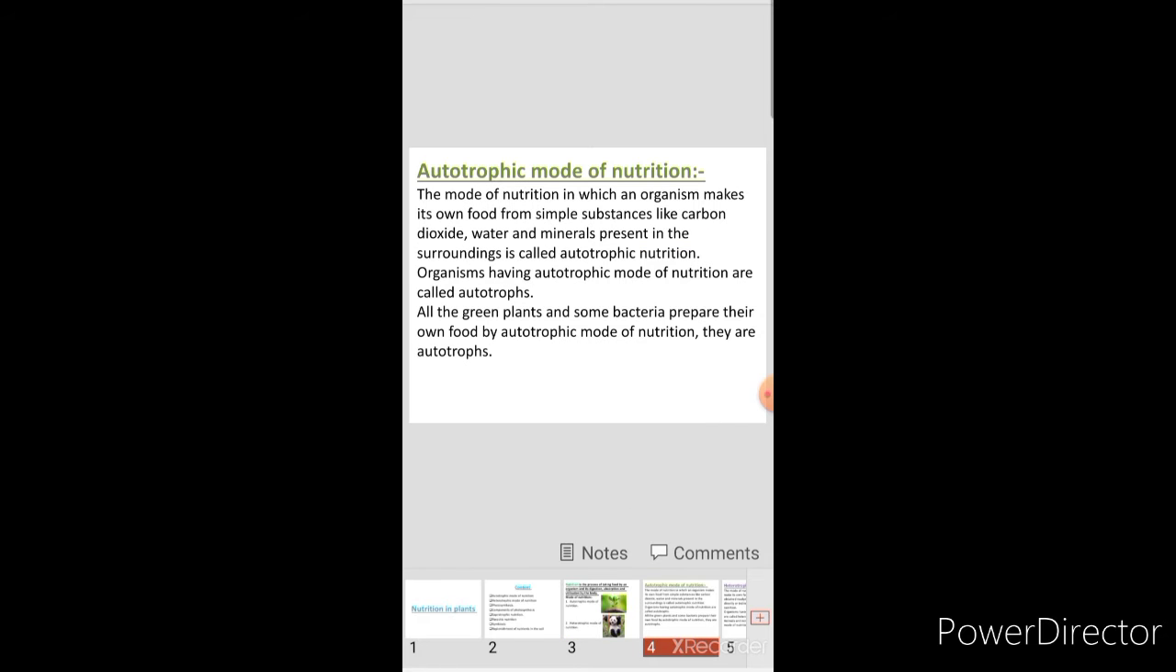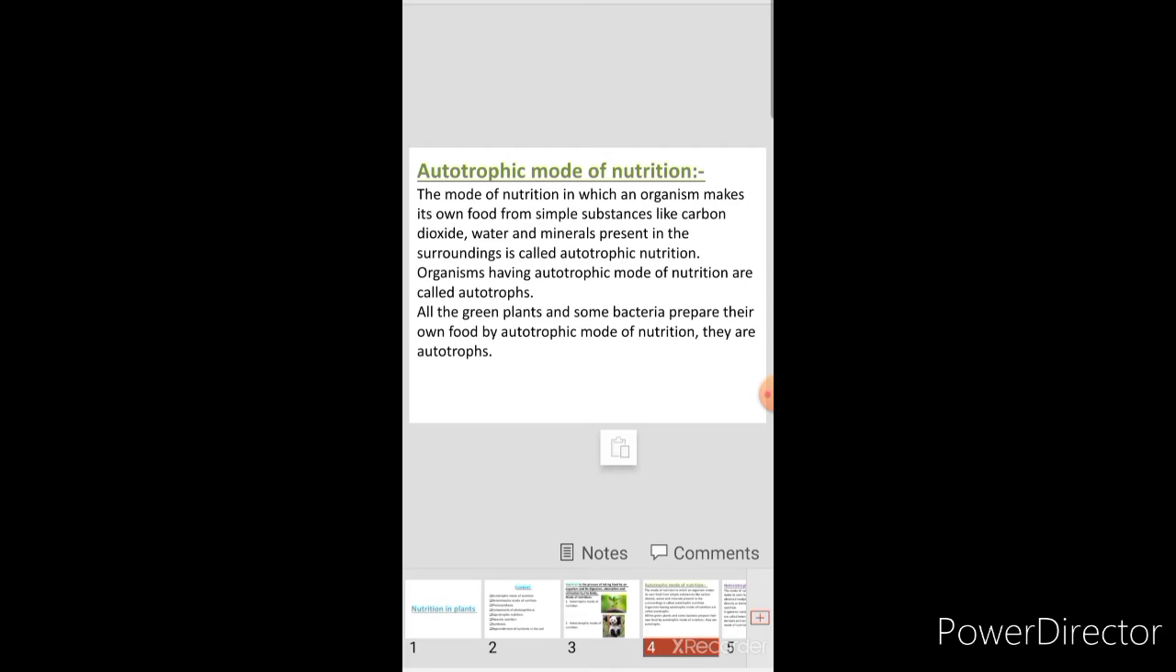So let's start with the autotrophic mode of nutrition. The mode of nutrition in which an organism makes its own food from simple substances like carbon dioxide, water and minerals present in the surroundings is called autotrophic nutrition. An organism having autotrophic mode of nutrition is called an autotroph, and all the green plants and some bacteria prepare their own food by autotrophic mode of nutrition, and they are also called autotrophs. So the first para tells what is autotrophic mode of nutrition, and then who are autotrophs.